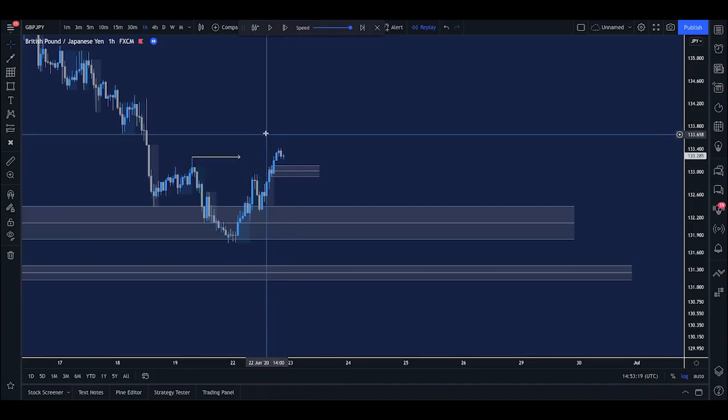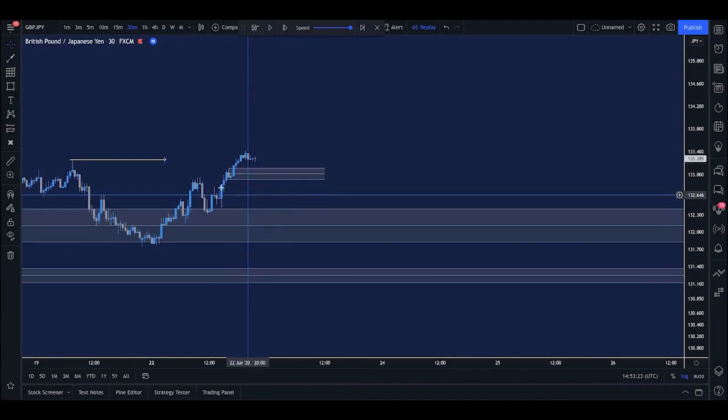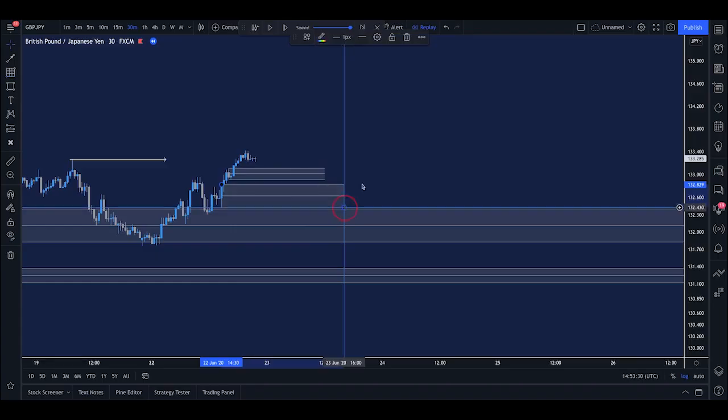This is the final zone that broke structure. If we drop it to the 30 just to get a clearer picture, because I believe there's going to be some imbalanced demand areas here, we could also draw some attention towards this kind of area that we have. And we can also see there is an extreme imbalanced demand zone at the bottom.